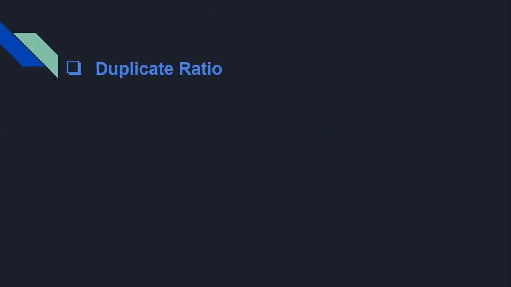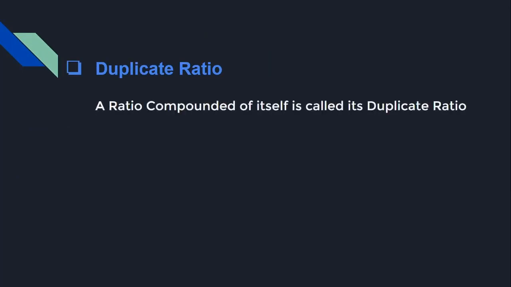Next, duplicate ratio. What is duplicate ratio? A ratio compounded of itself is called its duplicate ratio. The duplicate ratio of A is to B is A square is to B square. Now in the duplicate ratio, we have to take the square of the first term and the second term.